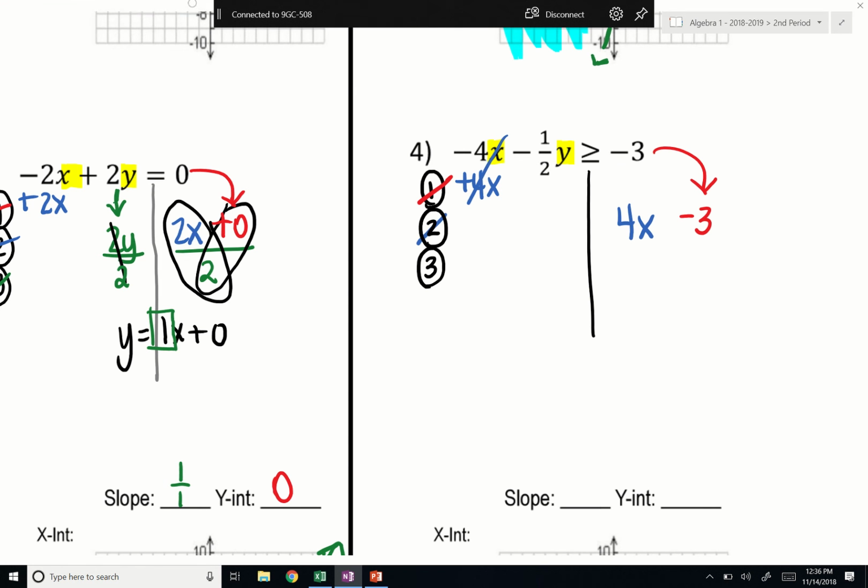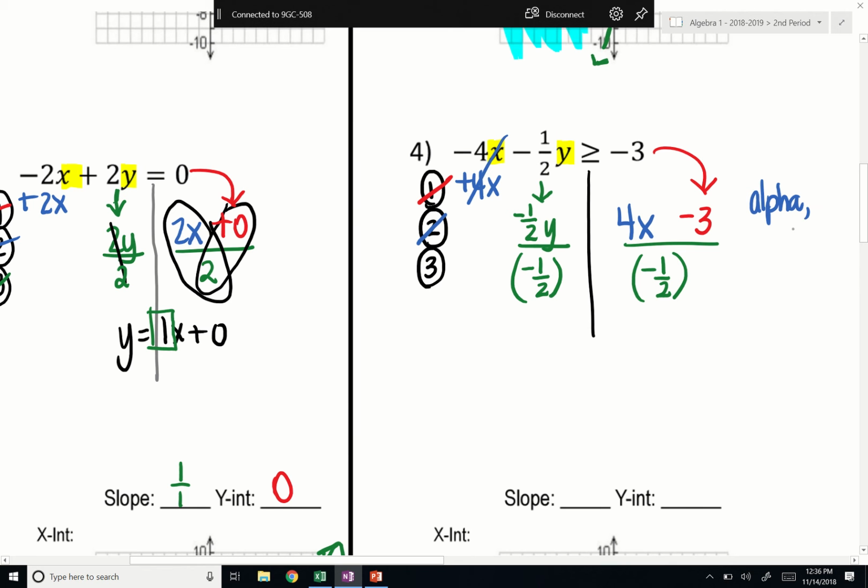Okay? And then I'm going to drop down and divide by what? -1/2. I'm going to keep that number the same. You're not going to change it. Now, there's 2 ways to type a fraction into your calculator. You either keep it inside parentheses, or you can use alpha, y equals, enter. Understand?